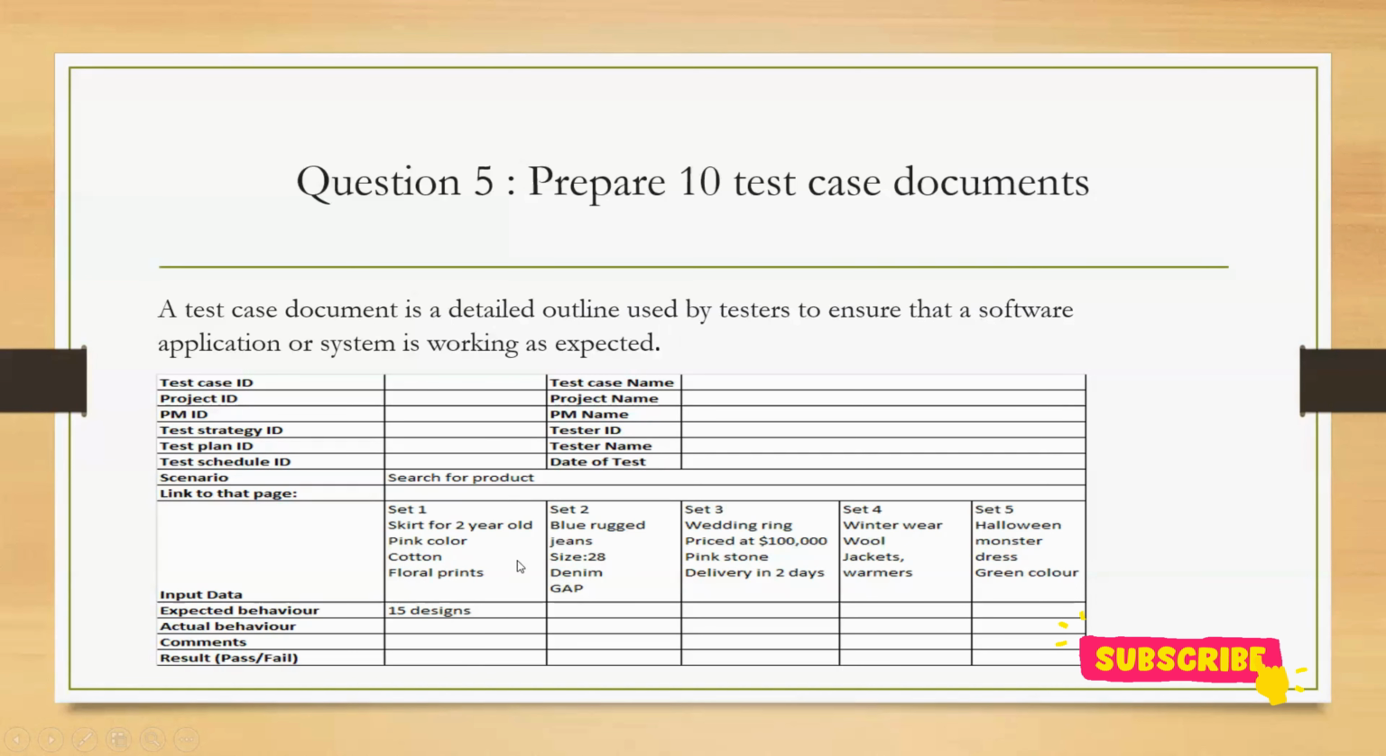If I have given this input and I got this expected behavior, then the result is pass, right? You also need to mention the actual behavior. Are you really getting those 15 designs or not? If you got only 10 designs, then the result is failed, right? Likewise, you need to assume and provide some data over here.